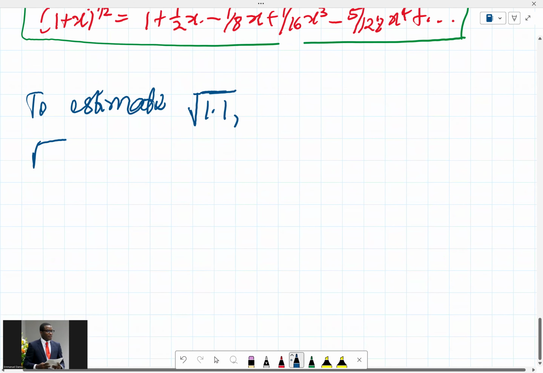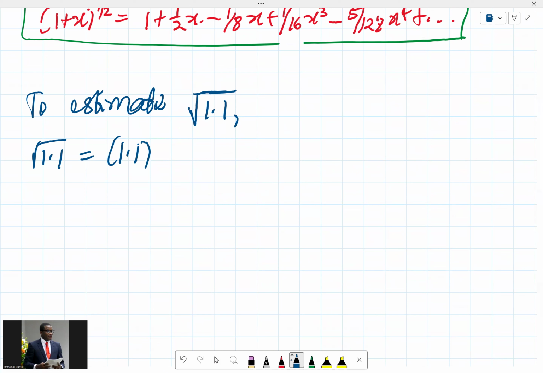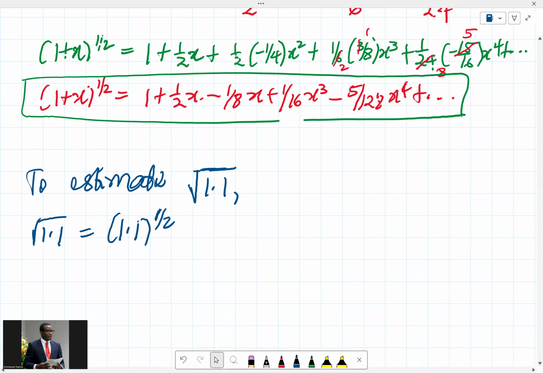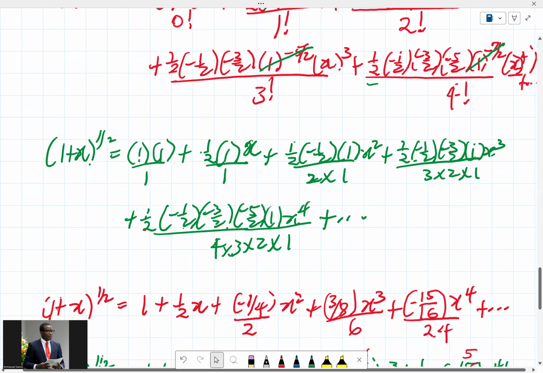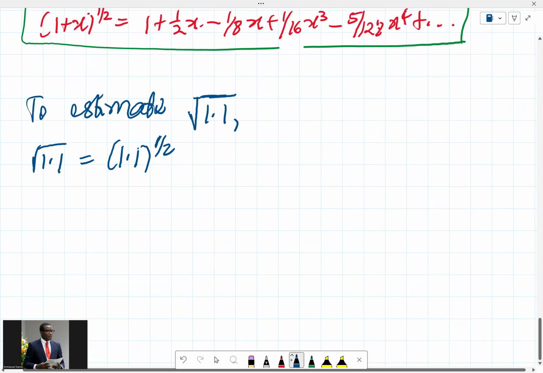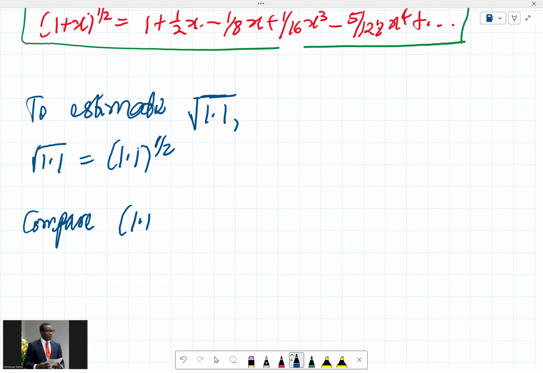So you know that square root of 1.1 is equal to 1.1 raised to power half. Okay, 1.1 raised to power half. So what's the connection between this? The original thing we had was 1 plus x raised to power half. So, how does this compare? So we have to compare 1.1 raised to power half with 1 plus x raised to power half.